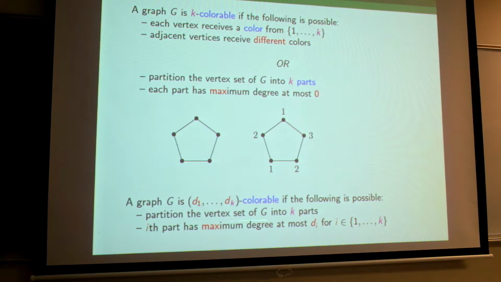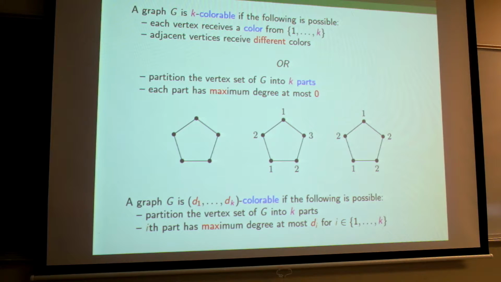If the first condition is the same, you have k entries in this tuple, this is a k-tuple, so you want to partition the vertex set into k parts, and for the ith part, you want the maximum degree to be at most d sub i. So you're assigning k colors, and you want the ith color to have maximum degree d sub i.